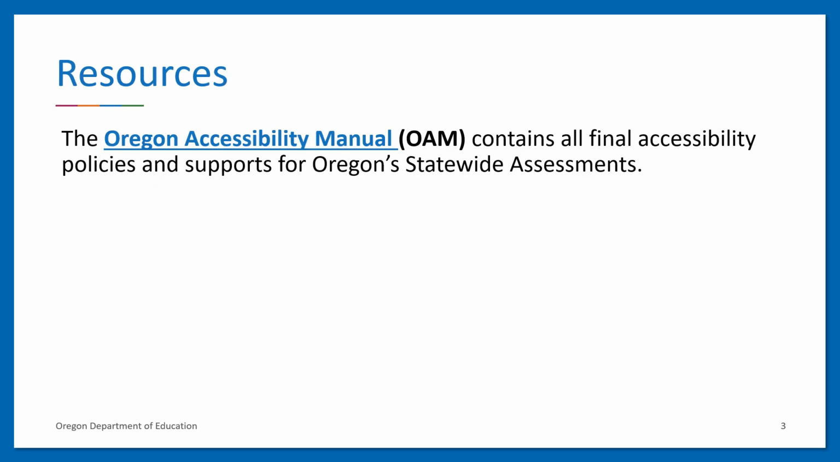The Oregon Accessibility Manual, the OAM, was developed to guide the selection and administration of universal tools, designated supports, and accommodations for the current statewide summative assessment, including mathematics, English language arts, science, as well as social sciences, English language proficiency, the Oregon Extended Assessments, and the SEED survey. Only those supports included in the OAM may be provided to students during the administration of Oregon's statewide assessments.